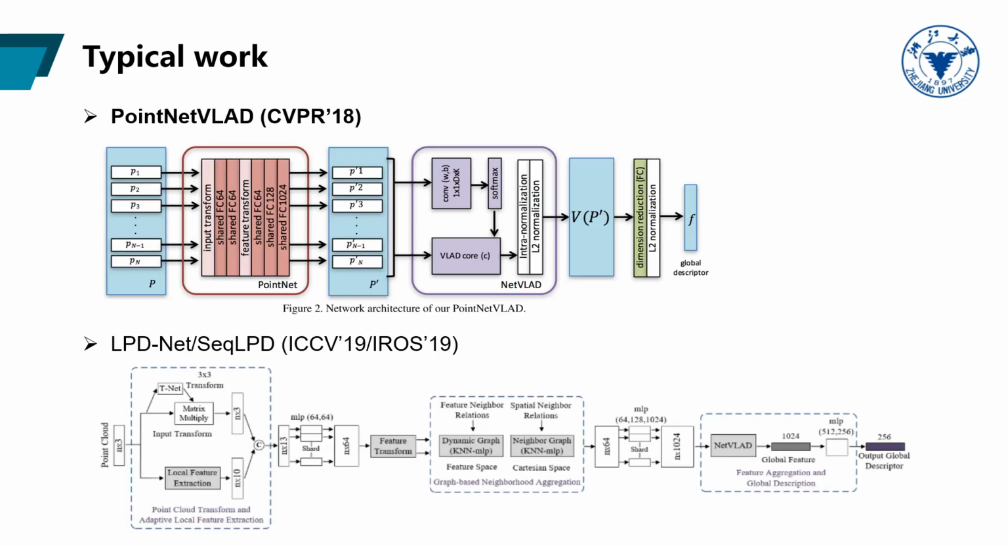PointNetVLAD combines PointNet and NetVLAD, which is the first point cloud network to directly handle point cloud scenes in 3D space. But the local feature extraction and the spatial distribution of local features are not fully considered. Sequence LPD and LPDNet extract features in both feature space and Cartesian space, fill in the neighborhood features of each point, and use NetVLAD to generate the global descriptors. The above methods process a large number of raw points and achieve unsatisfactory performance when the point cloud scenes rotate.